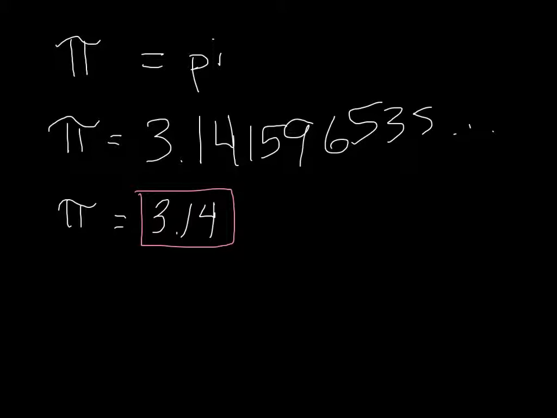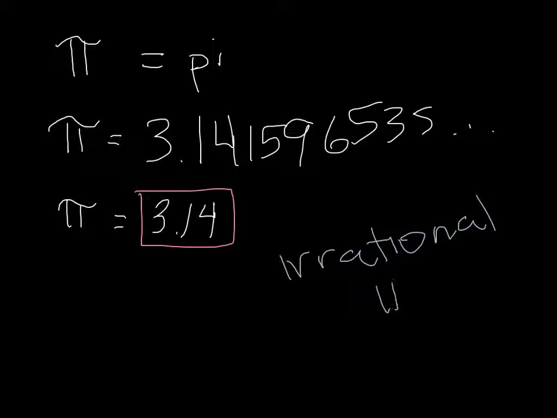Pi is a decimal that never repeats and it never ends. So there's no pattern to the numbers after the decimal place, and they never stop. Pi cannot be written as a fraction, and for this reason, we call pi an irrational number.